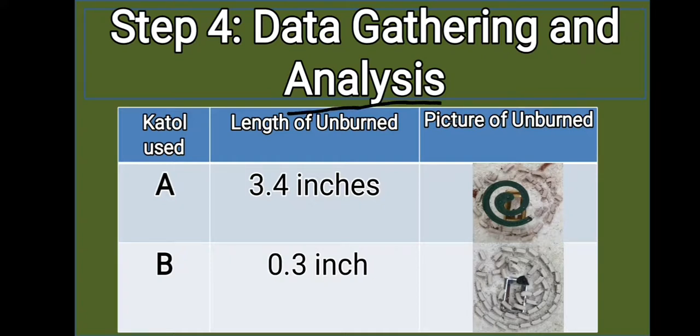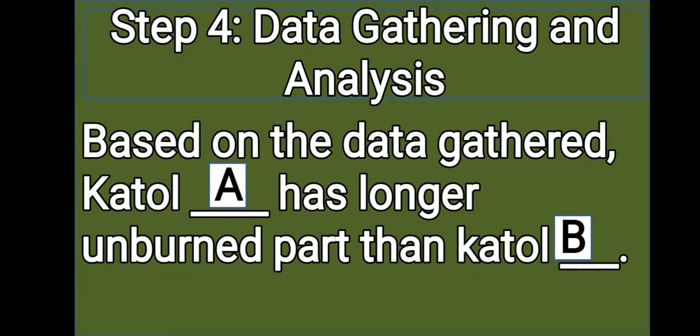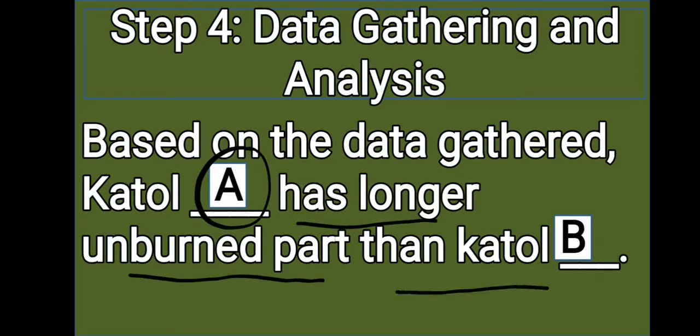What can you say about the data that you have gathered? That's analysis. So I have here the length of the unburned part: 3.4 inches for Katol A, while Katol B has only 0.3 inch, almost all burned up. Then look at the picture. The picture tells us that Katol A still has a long remaining unburned part, while Katol B is all reduced to its residue. All is burned up. So based on the data gathered, I can analyze that Katol A has a longer unburned part than Katol B.